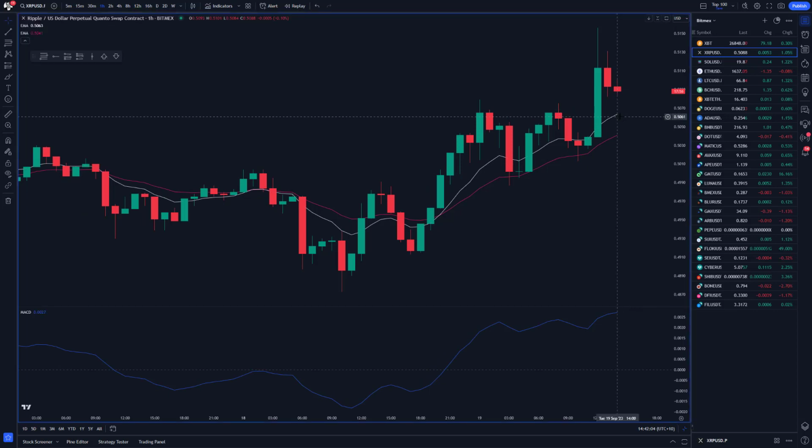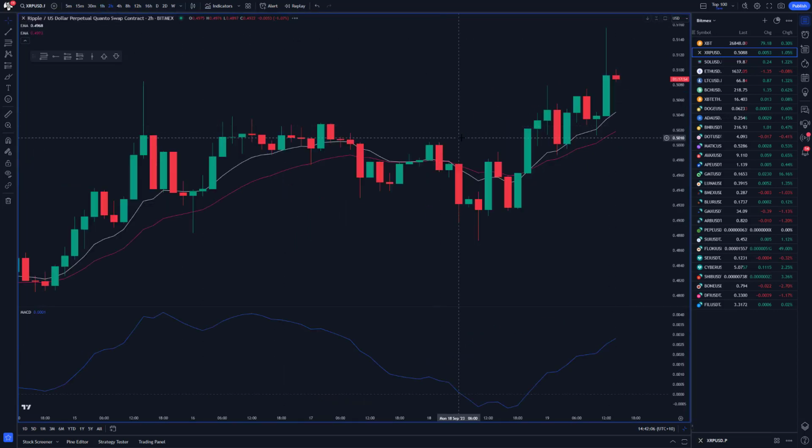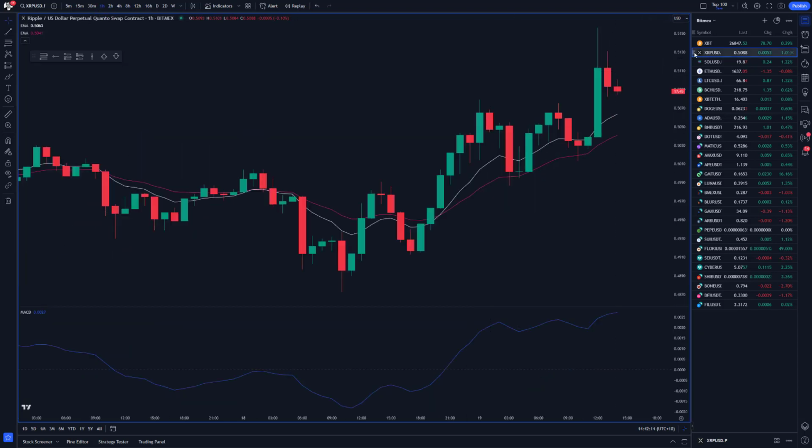Now, I wouldn't go any further. You can go to your 2-hour and make sure you've got a higher low, higher high, convergence, moving averages in the correct order, all those sorts of things. But for me, I like to throw them all into a watch list. I'm going to throw it into the red, I'll throw it in a blue list here.